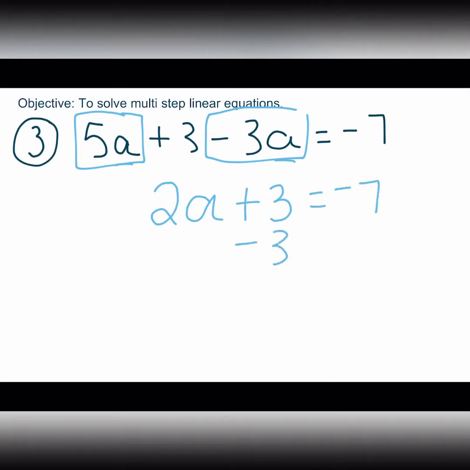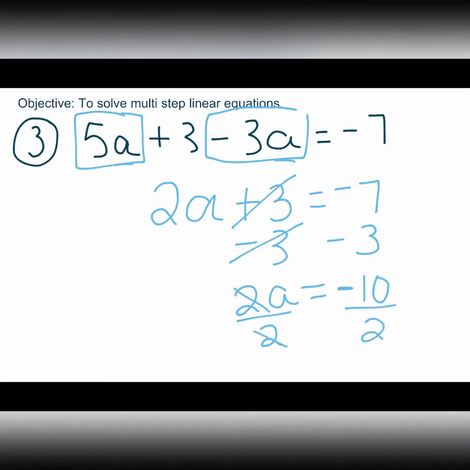Now I'm going to subtract 3 from both sides to cancel that out. So these cancel. Now look, we have a negative 7 and a negative 3. So if we combine negative 7 and negative 3, our answer is going to be negative. And then we do 7 plus 3 is 10. Now our next step is 2 times a. We're going to divide by 2 to undo that multiplication. So negative 10 divided by 2 is negative 5. And that is our final answer.